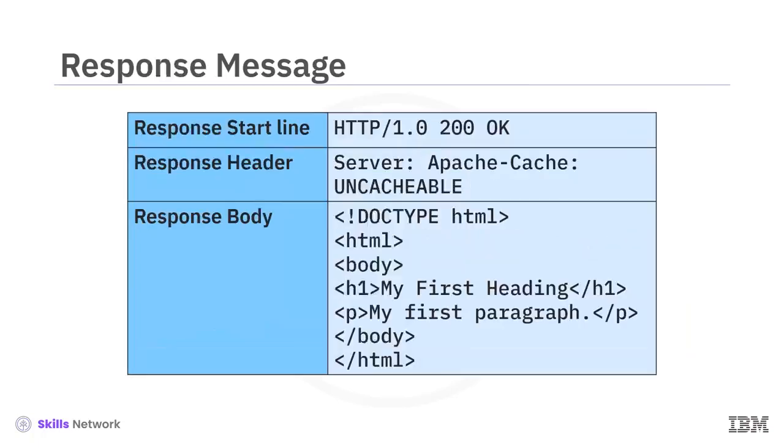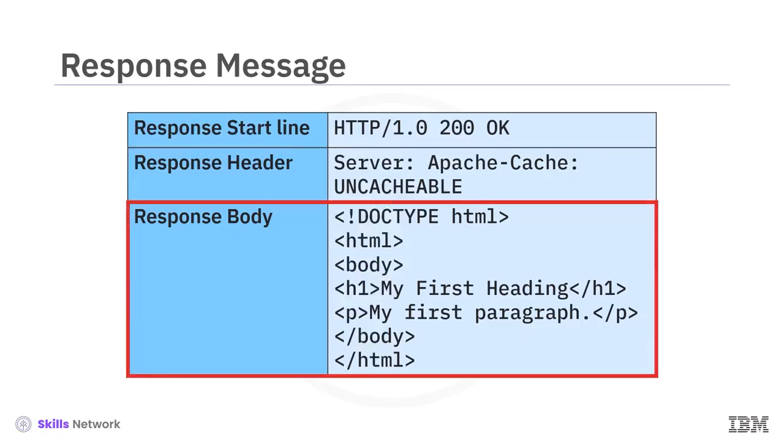The following table represents the response. The response start line contains the version number followed by a descriptive phrase. In this case, HTTP/1.0, a status code, 200, meaning success, and the descriptive phrase, OK. We have more on status codes later. The response header contains information. Finally, we have the response body containing the requested file, in this case, an HTML document.